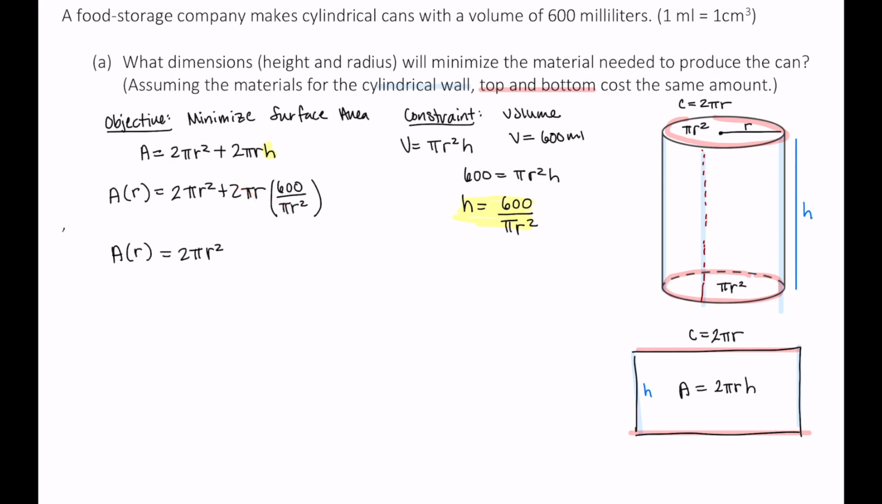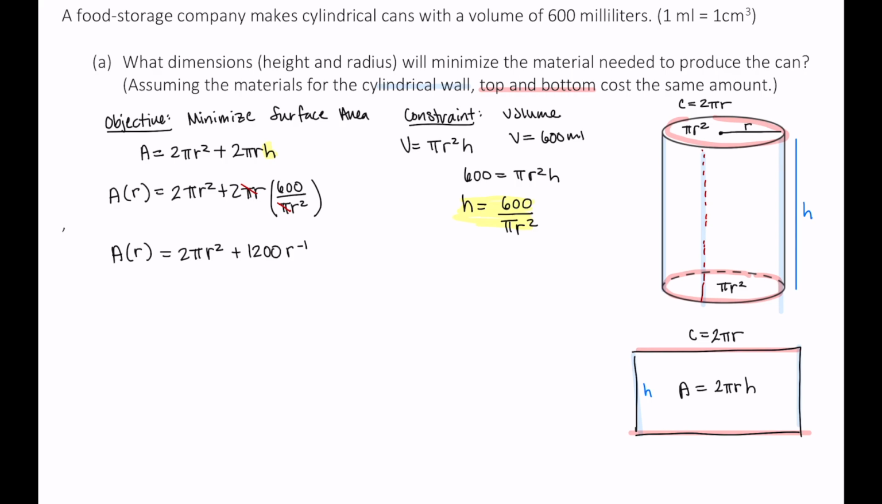I also have a pi and a pi. So these pi's go away, and I end up with plus 1,200 times r to the negative 1 power. Oh, I forgot a plus sign here, excuse me. Now, I could have also written this as 1,200 over r. But in order to make it more clear what the first derivative is, I left it as r to the negative 1 power.